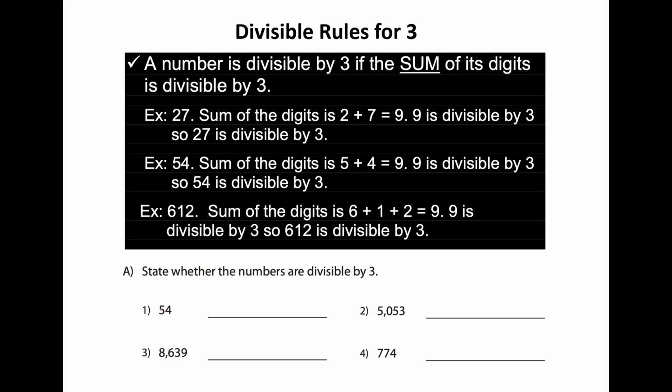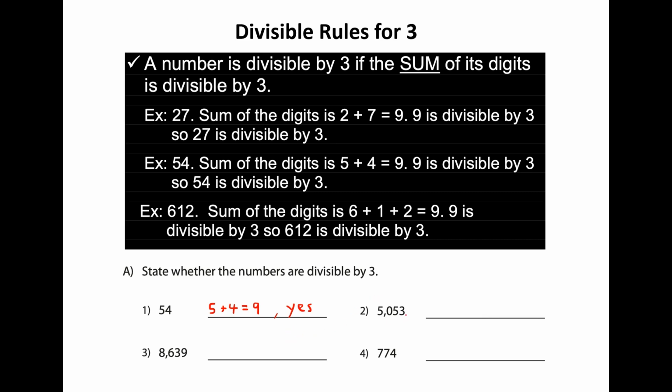If you break apart these numbers, 5 and 4, and you add them together, you should get a smaller number. Now, this smaller number, if this number can be divided by 3, then the bigger number, 54, can be divided by 3. In this case, 9 can be divided by 3, meaning it is divisible by 3. Hence, I can say that 54 can also be divided by 3.